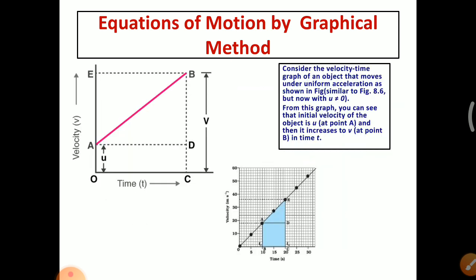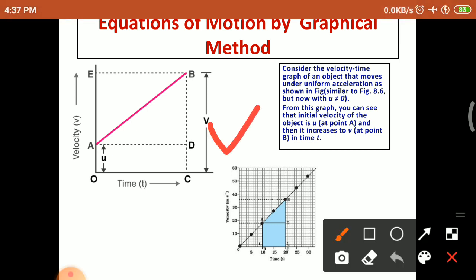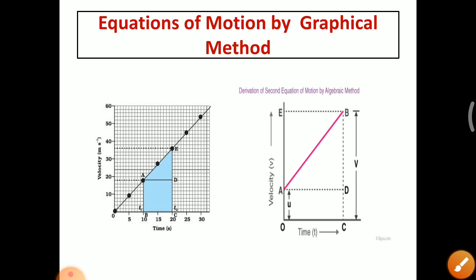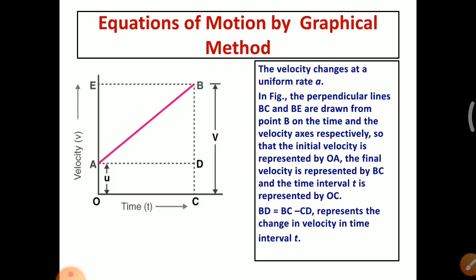Both the graphs are velocity-time graphs of uniform motion. But in graph 1, the initial velocity u is not equal to 0, while in graph 2, the initial velocity u is 0. So from this graph, we are going to derive the equations of motion.